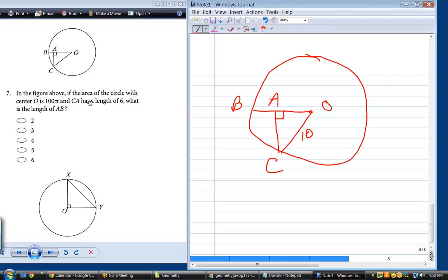They tell us the next piece of information is that CA has a length of 6. Can you figure out what AO is? 8. Now can you figure out what AB is? That would be 2. You got it.